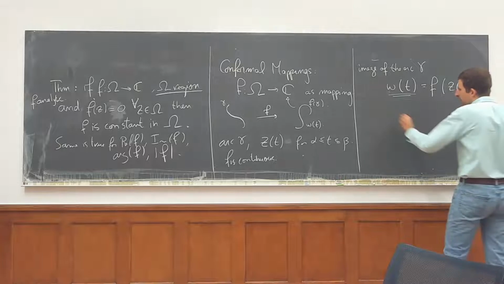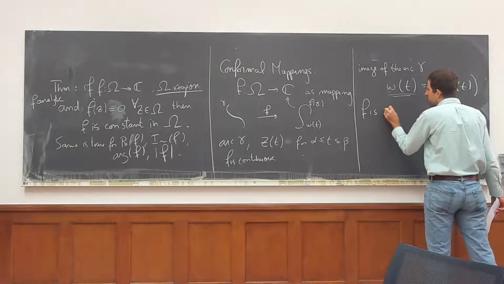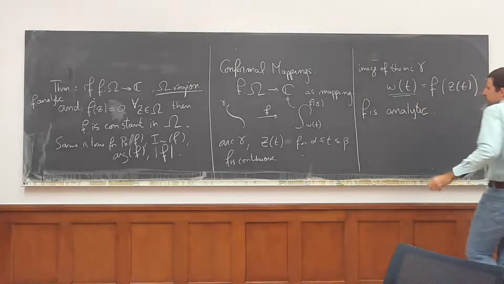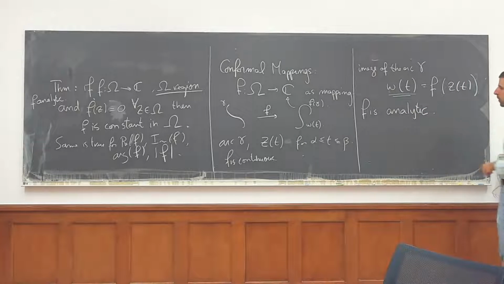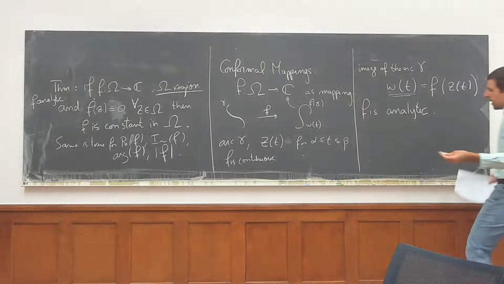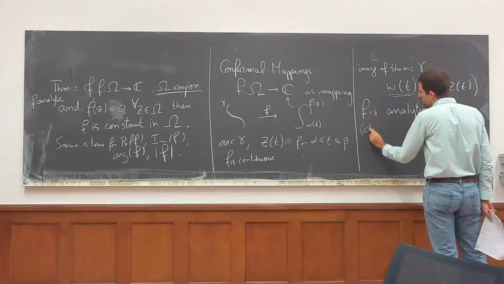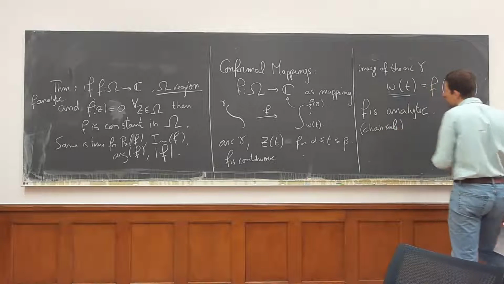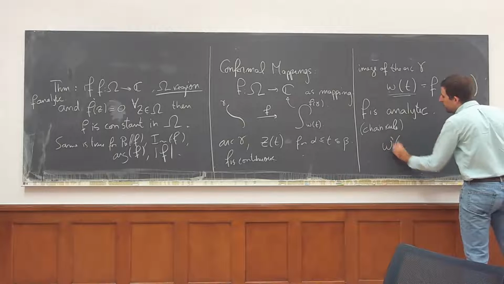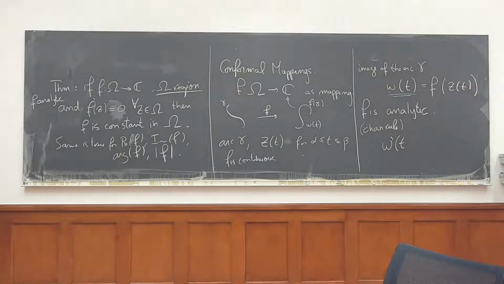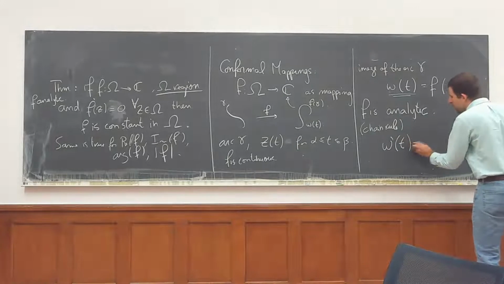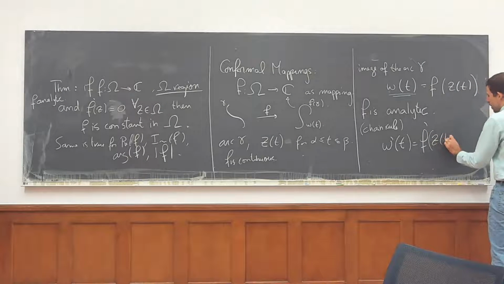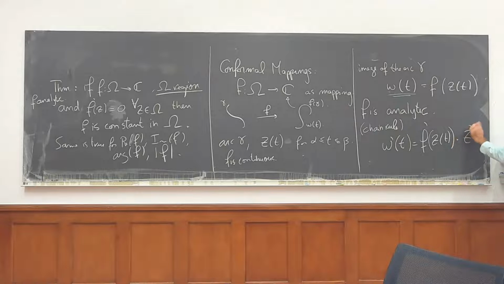Okay, so let's say now that f is also analytic. Then it's very easy, by just basically chain rule, to understand what the derivative is. Essentially just chain rule. Then the derivative of w at some point t is just given by the derivative of f at the point z(t) times the derivative of z at point t.